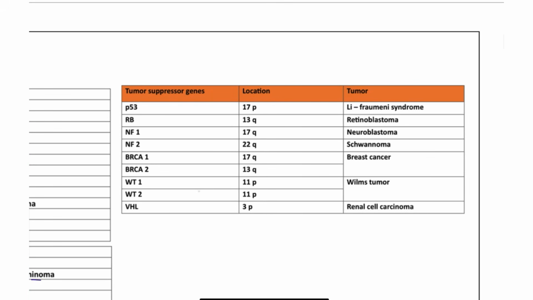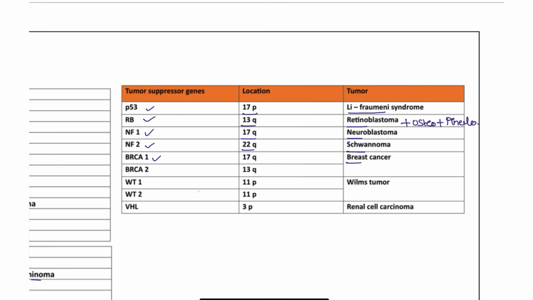Next, tumor suppressor genes. P53 is the 17p chromosome location. Li-Fraumeni syndrome. Multiple types of the cancers will be seen. RB gene is for the 13q retinoblastoma plus osteosarcoma plus pinealoblastoma. These are known as the trilateral tumors. Next, NF1 neurofibromatosis 1 is the 17q neuroblastoma. NF2 22q on the schwannoma.